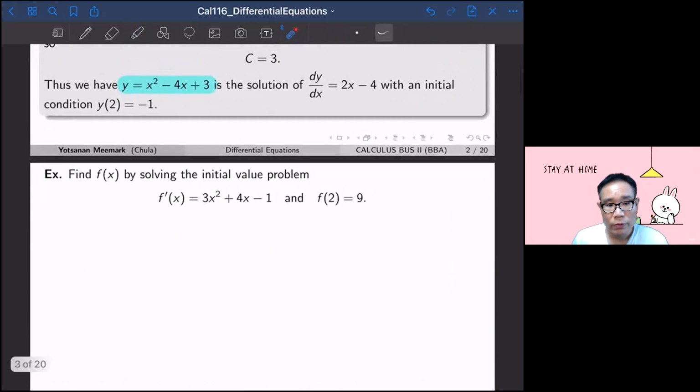Let's do one example. We'd like to recover the function f(x) that satisfies f'(x) equal to 3x squared plus 4x minus 1 and f(2) equal to 9. And you see a special terminology here called an initial value problem. What is the meaning of an initial value problem? For an initial value problem, it means you have a differential equation together with an initial condition.